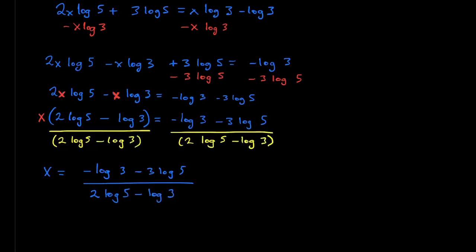If you had to give a decimal approximation, you'd want to put all the arguments in parentheses. So this 3 would go in parentheses, the 5, this 5, and this 3. But as an exact answer, this is one form of the exact answer. You might not have to give a decimal approximation.